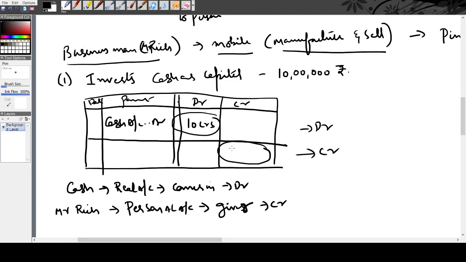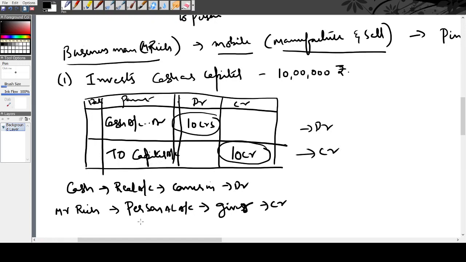Now the owner is giving money to the business, and we are recording the transaction in the books of the business. For the business, the owner is also like an outsider. We have to remember that this money has been given by the owner. We have to keep a count of the money invested by the owner. So I'll write here capital account, instead of using the word Mr. Rich here, I'm using the word capital account.